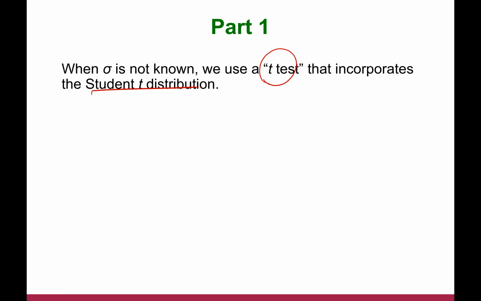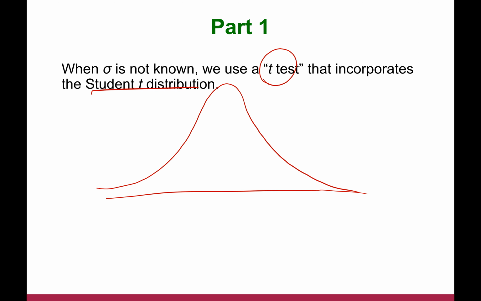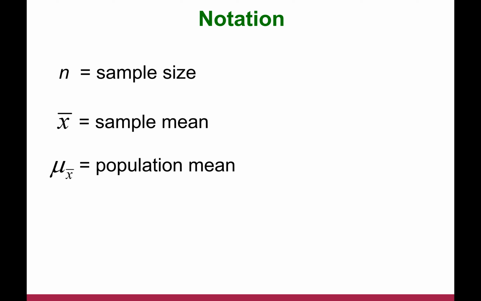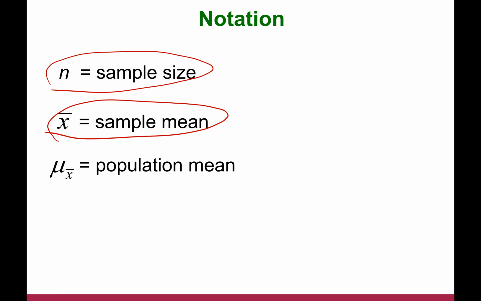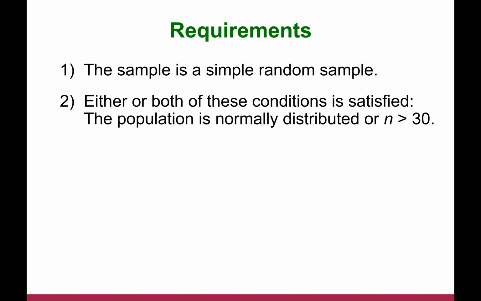Okay, the Student t-distribution is very similar to the standard normal distribution, but with a standard deviation which is greater than 1. Okay, t equals 0, standard deviation is greater than 1. And here, n is the sample size. X bar represents the sample mean. Mu of x bar, that's the population mean. So the sample is a simple random sample.